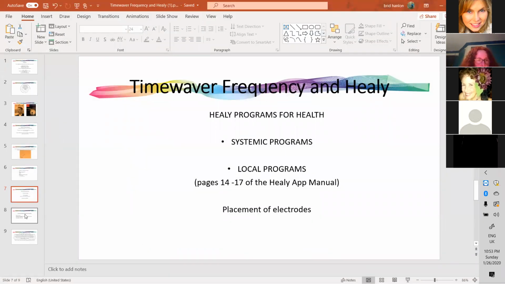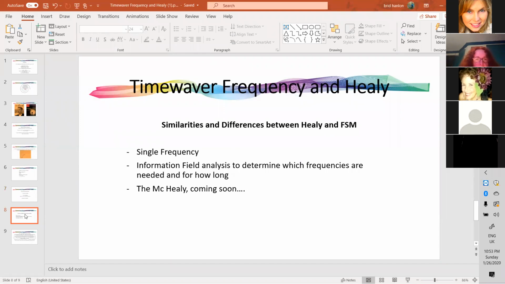Okay, so with 7 minutes to go, let me give a quick summary of the differences and similarities between Timewaver frequency and frequency-specific microcurrent. So, shall I give you the backstory or shall I not give you the backstory?